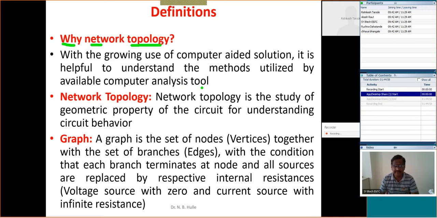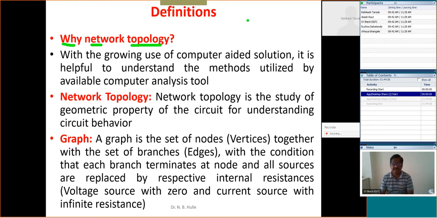Meaning, if we want to make use of computer-aided solutions, that is generally known as CAD, is it right? Computer-aided design or maybe tools. It is helpful to understand the methods utilized by available computer analysis tools. Now, which is the method or which is the tool which can be easily understood by the computer? That is the first point of discussion.